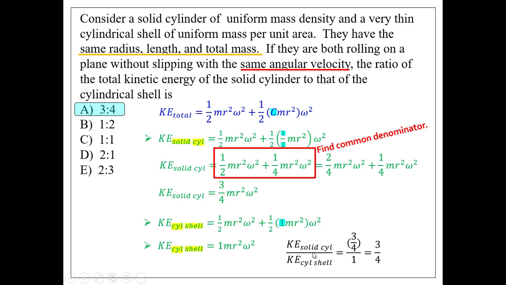Well, instead of doing it that way, I can do this as well. I can say KE solid cylinder over KE cylindrical shell, which is the same as expressing the ratio. Well, what is KE of the solid cylinder? It's just 3/4, because I don't care about the mr squared omega squared. They have the same radius, they have the same mass, right? And they have the same angular velocity. So all these terms are the same, so I can ignore them for this particular problem. Make sure you don't just ignore it all the time. You've got to make sure you read the problem as is. Other than that, the KE cylindrical shell has a coefficient of 1. So 3/4 divided by 1 is just 3/4. So really it's the same as a 3 to 4 ratio, okay?